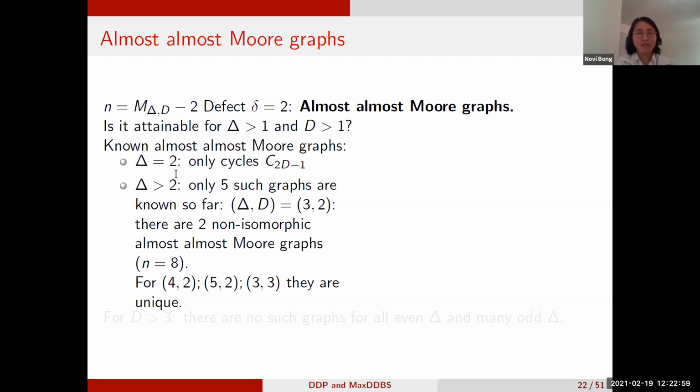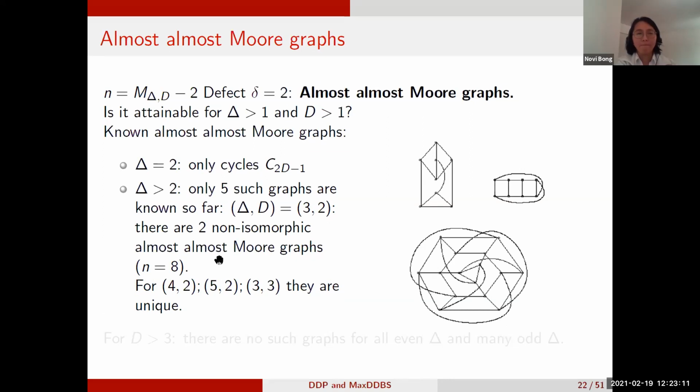So for delta equals 2, the graphs are only the cycles of length 2D minus 1. And for delta greater than 2, only 5 such graphs are known so far. There are 2 non-isomorphic almost Moore graphs. And for diameter greater than 3, there are no such graphs for all even delta and many odd delta.